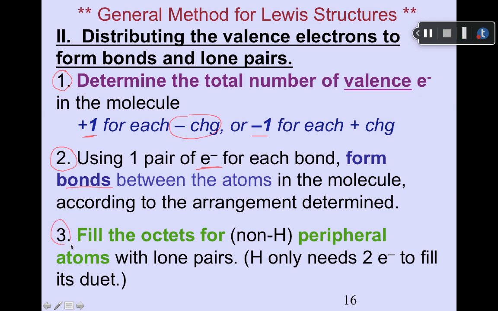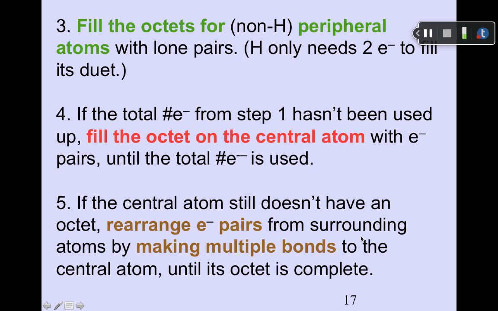After that, we fill up the octets for anything except hydrogen, because hydrogen never gets more than 2, so it'll only get a bond, and that's it. So everything that's not a central atom will get its octet filled first, if you think about how many total valence electrons are needed. After that, if the total number of electrons determined from the first step hasn't yet been used up, then at this point, you will fill an octet for the central atom, but not before. So you'll use those until the total electrons are used.